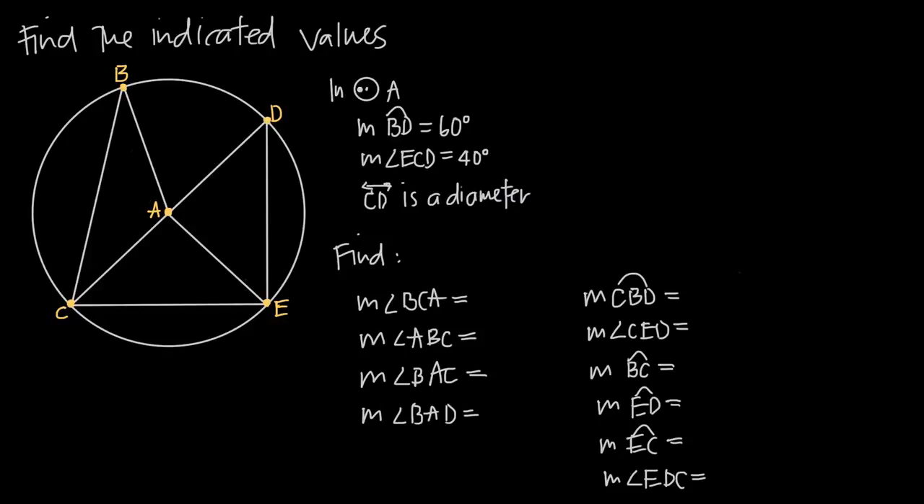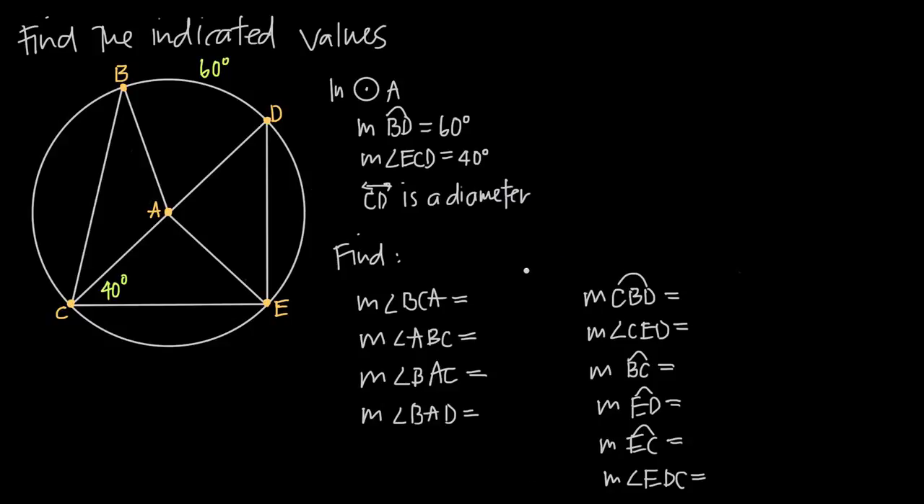So in this particular example, we've been given circle A, which means we've been told that this circle has its center at A. We've also been told that the measure of arc BD is 60 degrees. So if we find arc BD here, it's this arc that starts at B and ends at D. The measure of that arc is 60 degrees, so let's go ahead and indicate that. We've also been told that the measure of angle ECD is 40 degrees. So if we find E, C, and D, this angle right here is going to be 40 degrees. We know also that line CD is a diameter. And we've been asked to find various angle measures and arc measures that relate to this circle.